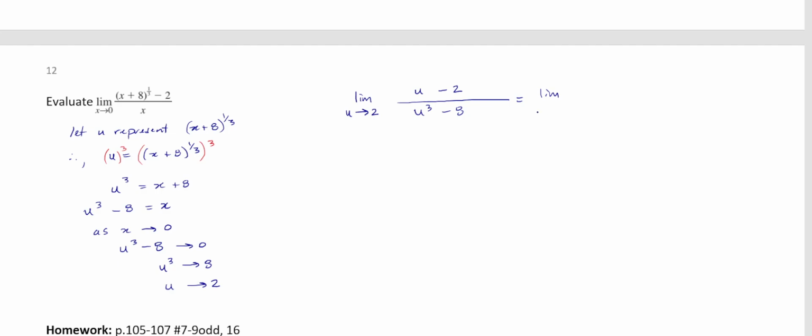So the limit as u approaches 2 of u minus 2, and then in the denominator, again, that's the difference of cubes, so u minus 2 times u squared plus 2u plus 4. I can see that these cancel. I have the limit as u approaches 2 of 1 all over u squared plus 2u plus 4. I perform my direct substitution, and I get 1/12.